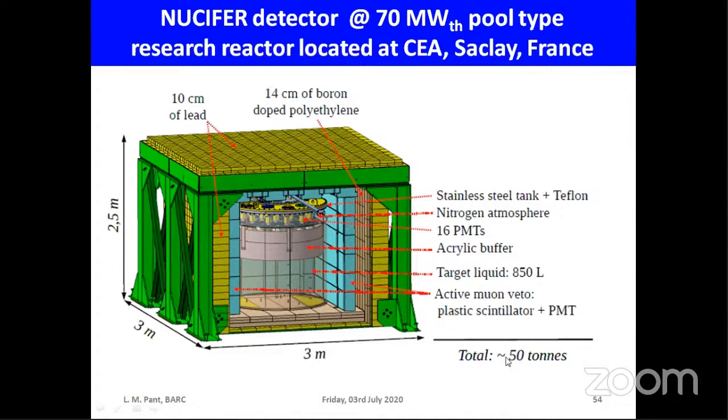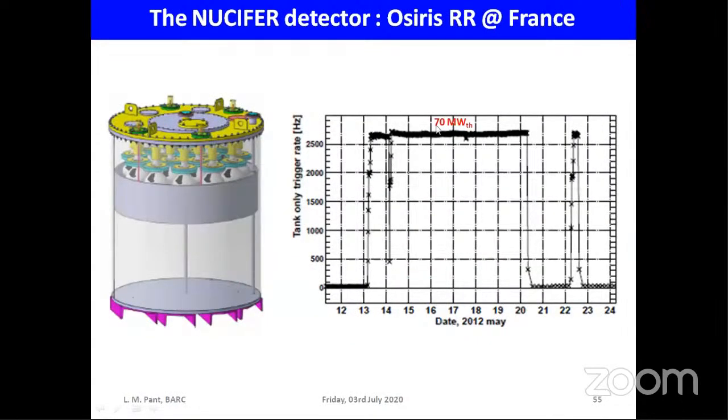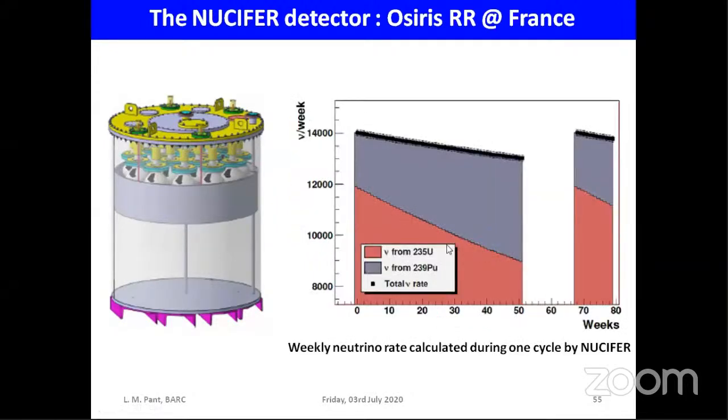And so here is how the reactor has been monitored. It is a 70 megawatt reactor, and you can see where the reactor power goes down just by measuring the antineutrinos, and you can tell about the reactor operations. And of course, here they are looking at neutrinos from the uranium and plutonium.